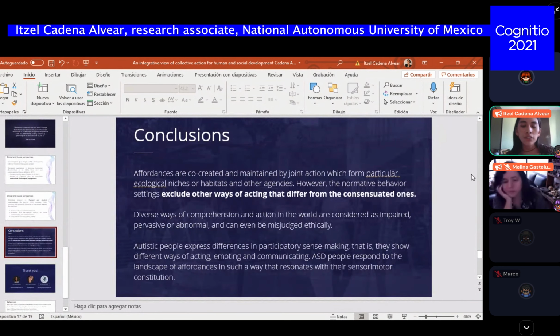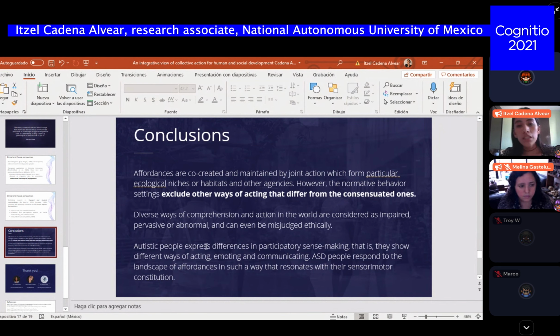So, drawing the conclusions, we say that affordances are co-created and maintained by joint action, which forms particular ecological niches or habitats and other agencies. However, the normative behavior settings exclude other ways of acting that differ from the consensual ones. So, diverse ways of comprehension and action in the world are considered, in this kind of thinking, as impaired, pervasive, or abnormal, and can be misjudged ethically.